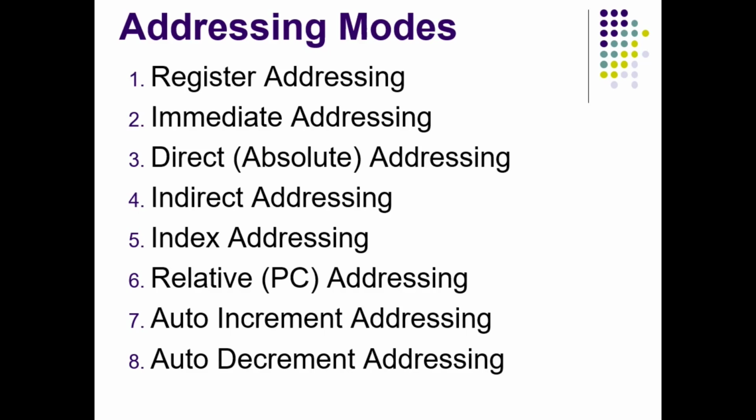So how do you refer to the data required to perform a particular operation in an instruction? There are various ways to refer to the data required to execute an instruction. The different ways of mentioning the data required to execute an instruction are called addressing modes. We'll study this in detail in the next slides.